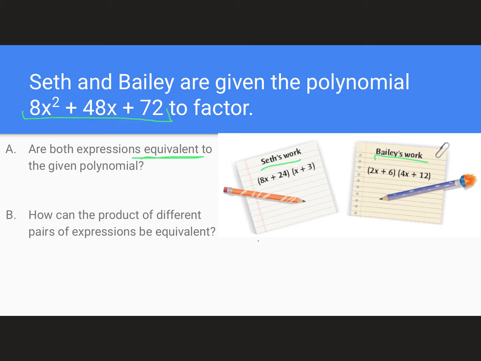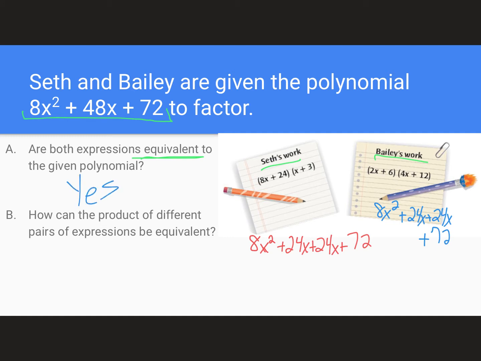So here for Seth, I get 8x squared plus 24x plus 24x plus 72. Okay, well that one's equivalent because 24 and 24 will give us 48. And then for Bailey, we get, let's see, 8x squared plus 24x plus 24x plus 72. So yes, they are both equivalent.